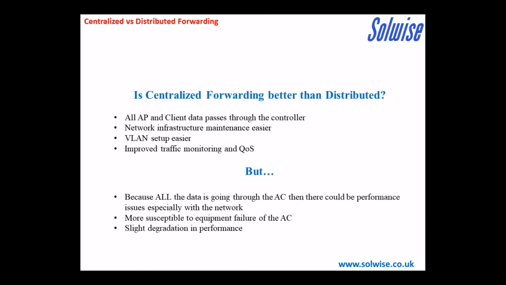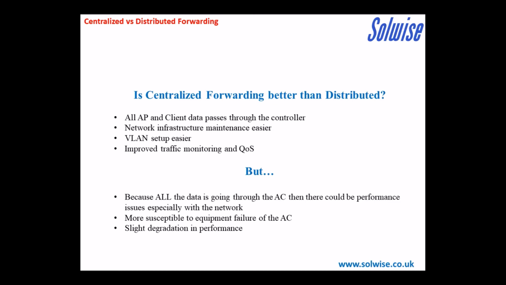So the question comes now, and I think the answer to this is obvious: is centralized forwarding better than distributed? Well, I think definitely. The reason is all the AP and client data passes through the controller. The network infrastructure maintenance is easier, VLAN setup is considerably easier, and because all that data is going through the controller, you get a fantastic level of traffic monitoring and QoS.